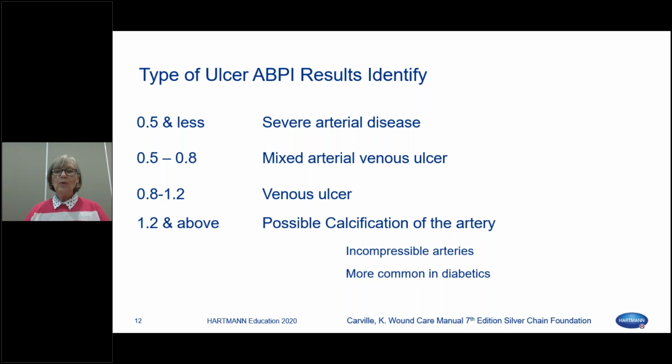These are the readings to help you identify the competency of the arterial flow in your patient's legs. Anything below 0.8 will indicate that they have a level of blockage in their arteries and are not suitable for compression. And of course, anything above 1.2 indicates that there may be calcification of the arteries and they need further investigation. This is a common problem with people who have diabetes. So any patients that you're assessing with diabetes, this should be considered.